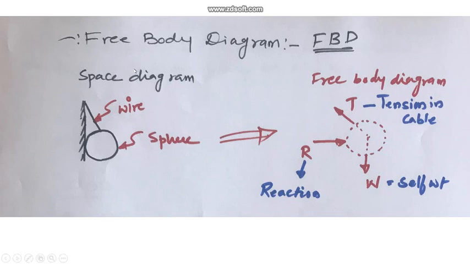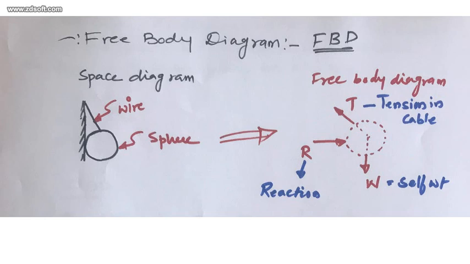If you see over here, this is called the space diagram. A sphere is hanging from a cable and the sphere is attached to the wall. So when the sphere is attached to the wall, this surface will produce some reaction on the sphere, and this cable will induce tension. If I draw the free body diagram of that, I'll draw a dotted line around the sphere. Then there is the self weight of the sphere, which is the load. Then there is a reaction produced by the surface, and then there is a tension induced in the cable. So this is called the free body diagram.